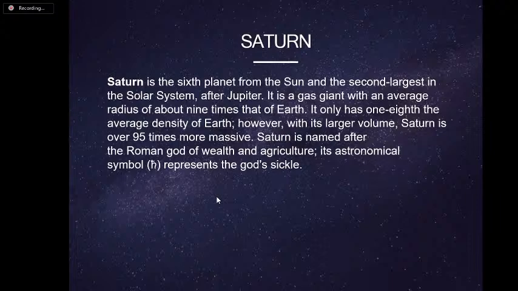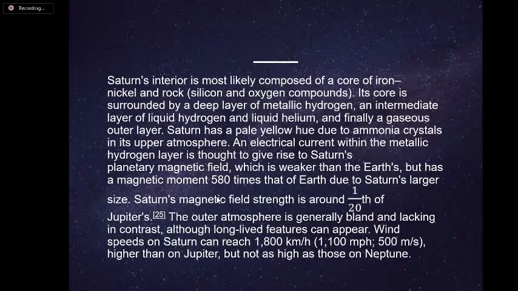Saturn's interior is most likely composed of a core of iron, nickel and rock, silicon and oxygen compounds. Its core is surrounded by a deep layer of metallic hydrogen, an intermediate layer of liquid hydrogen and liquid helium, and finally a gaseous outer layer. Saturn has a pale yellow hue due to ammonia crystals in its atmosphere. An electrical current within the metallic hydrogen layer is thought to give rise to Saturn's planetary magnetic field.